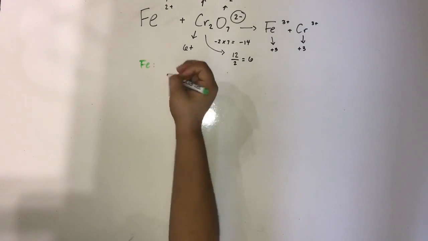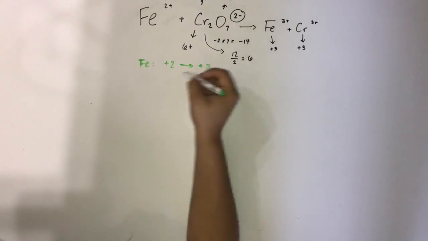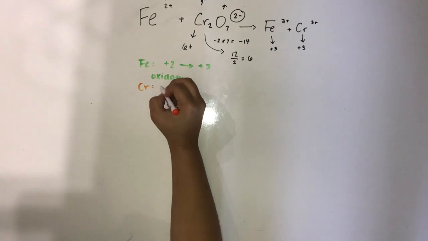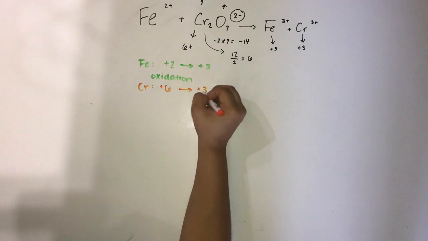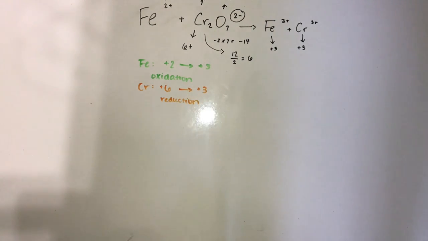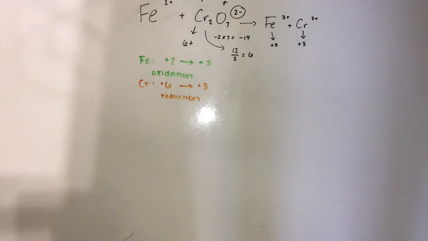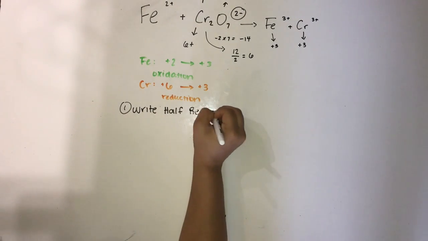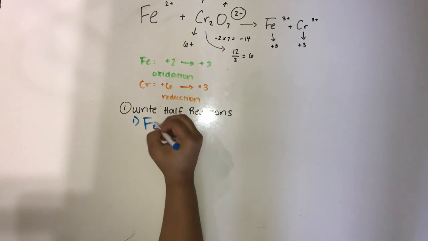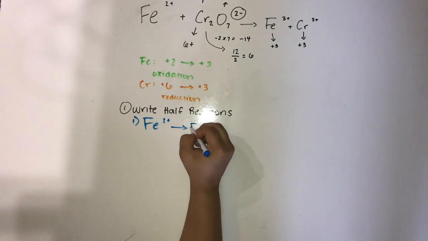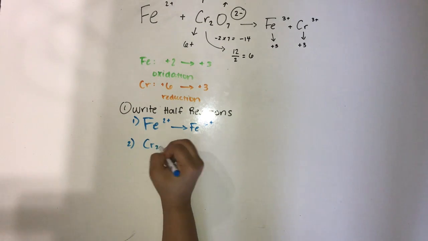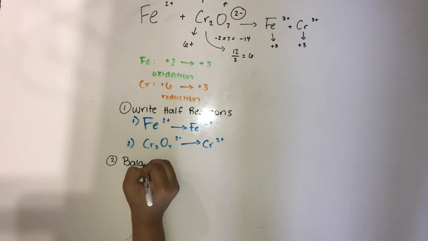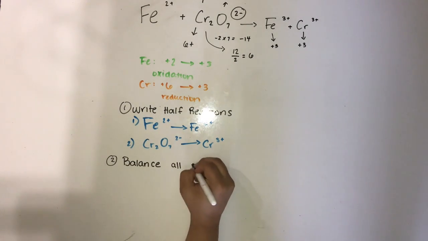Now you determine which one is being oxidized and which one's being reduced. Since Fe goes from 2+ to 3+ on the product side, and Cr is going from 6+ to 3+, Cr is being reduced and iron is being oxidized. The first step is that you have to write the half reactions. Fe 2+ goes to Fe 3+, and dichromate goes from Cr2O7 2- to Cr 3+. Now you have to balance all the ions.